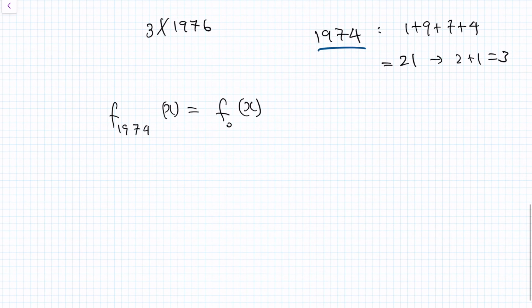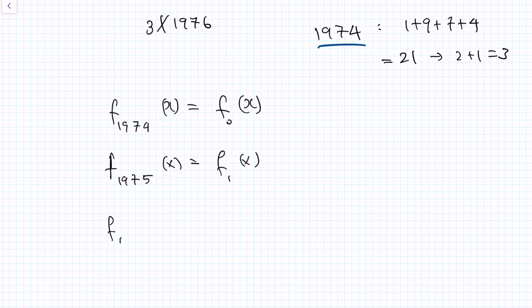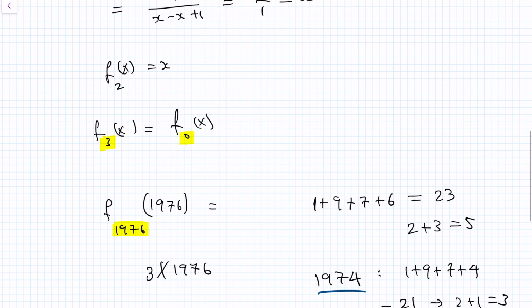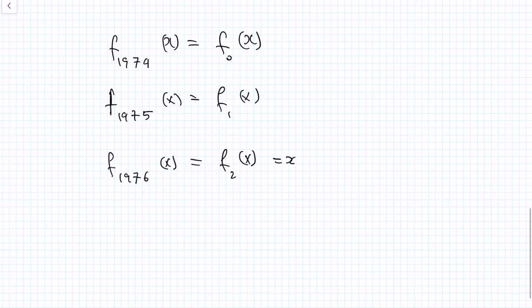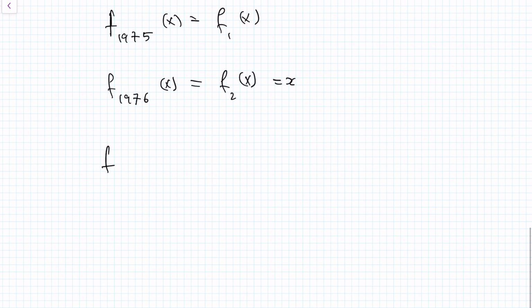From that, it follows that f₁₉₇₅(x) is equal to f₁(x). So we have f₁₉₇₆(x) is equal to f₂(x). But remember, f₂(x) is simply x, so that must equal x. In other words, f₁₉₇₆(1976) is the same as 1976, and that's the answer.